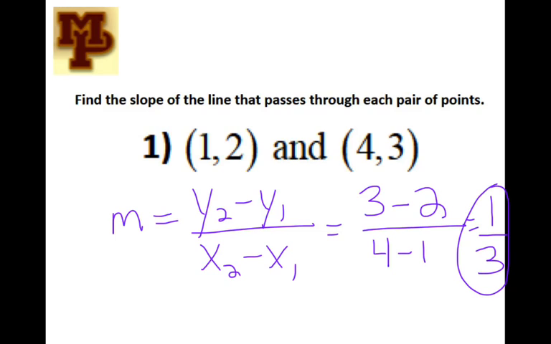And if it's helpful to label your points, you can label them x sub 1, y sub 1, x sub 2, y sub 2. So you can see kind of which ones you're subtracting. Alright.